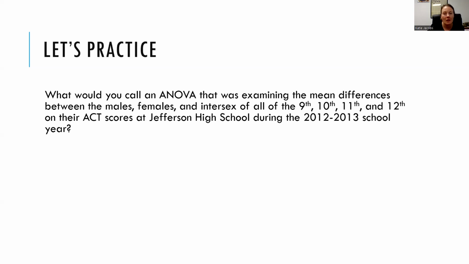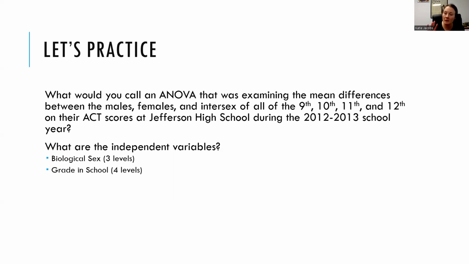So let's practice. What would you call an ANOVA that was examining the mean differences between males, females, and intersex people of all of the 9th, 10th, 11th, and 12th graders on their ACT scores at Jefferson High School during the 2012-2013 school year? So let's first start by identifying our independent variables. What's our first one? We have biological sex, which had 3 levels: male, female, and intersex. And then we also had grade in school, which had 4 levels to it: 9th, 10th, 11th, and 12th grade.